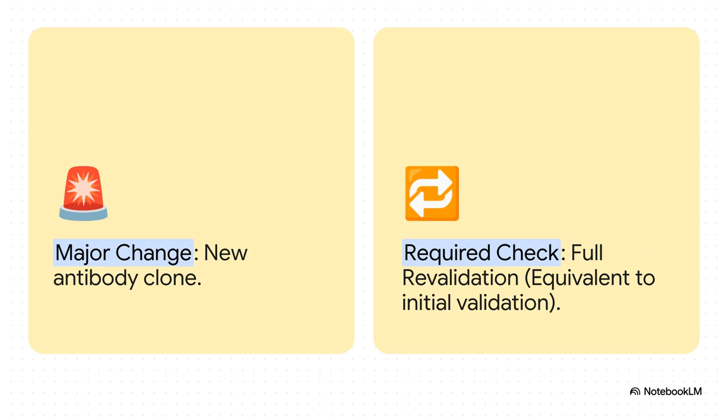And then we have the major changes. The classic example here is switching to a completely different antibody clone. This is a big deal. Even if it targets the same protein, a new clone is a whole different reagent. It could have totally different characteristics. For this, the guideline is crystal clear. You have to start from scratch. You have to do a full revalidation, just like you did when you first brought the test in.